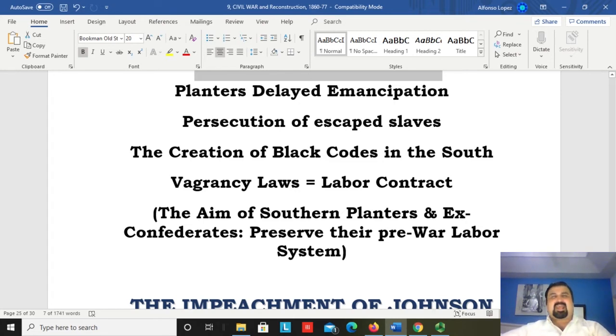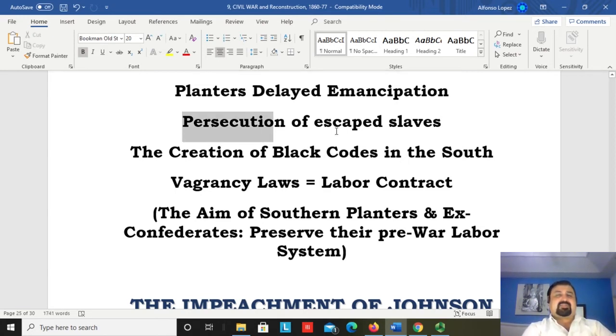In other words, just delaying this process. Also, there was a persecution of escaped slaves. And it's something, again, that slaves were not supposed to be slaves anymore. But in the South, still, the states of the South had not yet made slavery illegal. They're still not part of the Union. So to go back to the Union, they have to free the slaves in their constitutions.